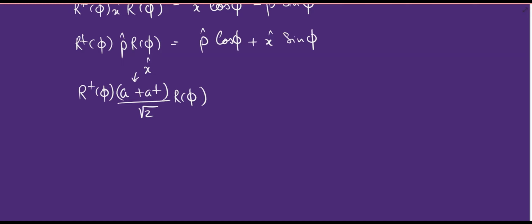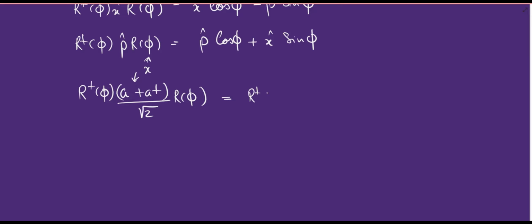So I've taken out all the different units, etc. I've just made it in this particular form for simplification. But even if you write them, at the end of the day, you will get the same result. So R dagger(phi) (a plus a dagger)/root 2. This is the x cap quadrature operator, and I have written it in this particular manner.